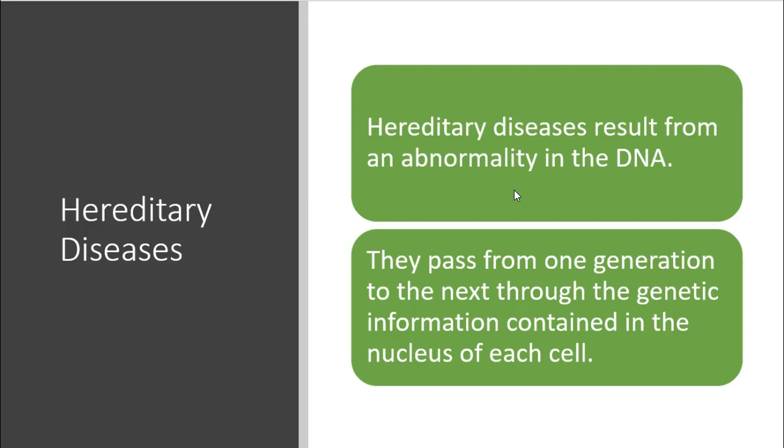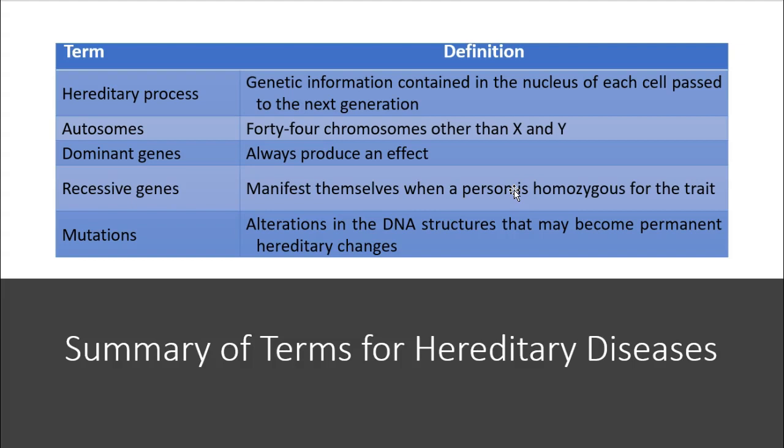So hereditary disease results from an abnormality in the DNA. They pass from one generation to the next, to the next, in genetic information contained within the nucleus of each cell. So let's go through the summary of hereditary diseases and the terms and the definitions. So hereditary disease: genetic information contained in the nucleus of each cell passed to the next generation.